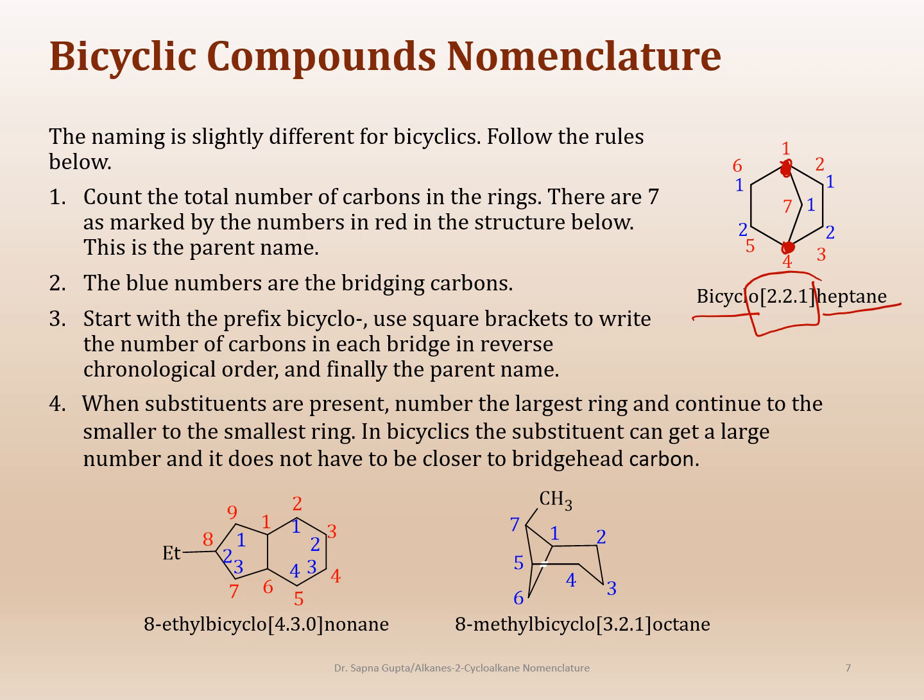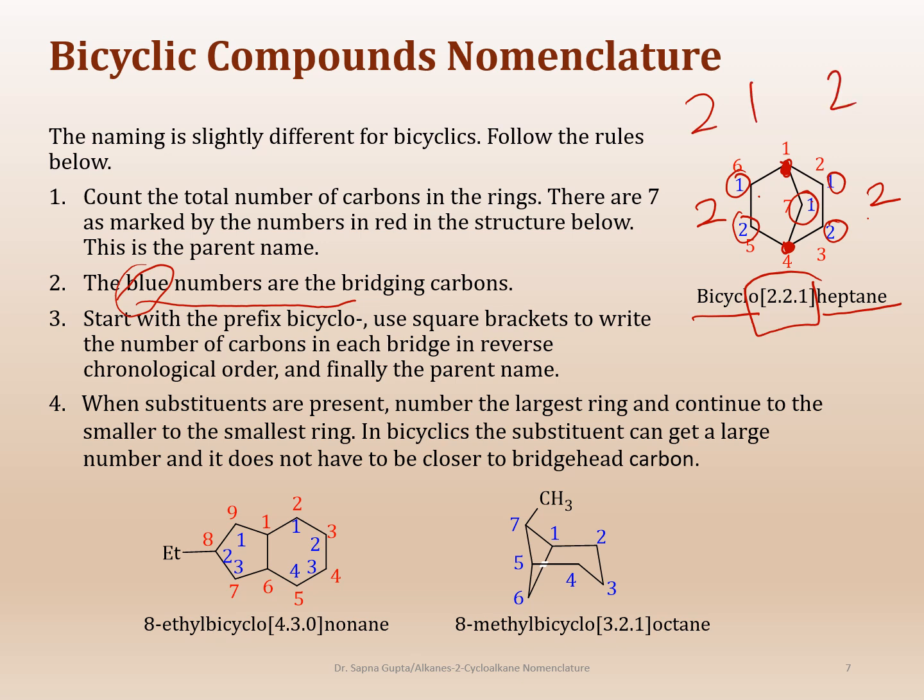So now what we do is we count the blue numbers as the bridging carbons that we have. So 1, 2 on this bridge, 1, 2 on this bridge, and then 1 on this bridge. Those are the bridging carbons. So you have 2 bridges here, a 2 carbon bridge here, and a 1 carbon bridge in the middle. So you have 2, 1, 2.